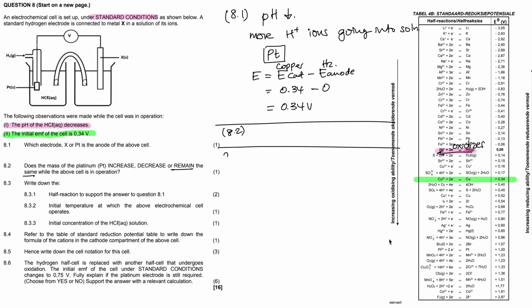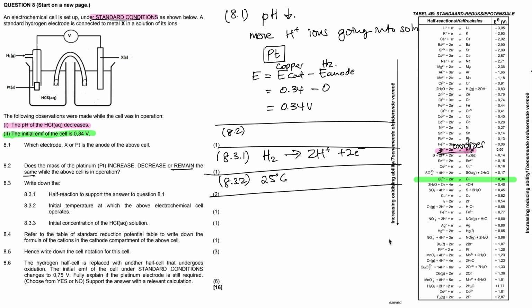Question 8.3.1. Write down the half reaction to support the answer in 8.2.1. We are showing hydrogen oxidizing. So H2 going to 2H plus 2 electrons. Question 8.3.2. Write down the initial temperature. If it's at standard conditions, it means that the temperature is 25 degrees Celsius. 8.3.3. The initial concentration, if it's at standard conditions, it's 1 mole per dm cubed.